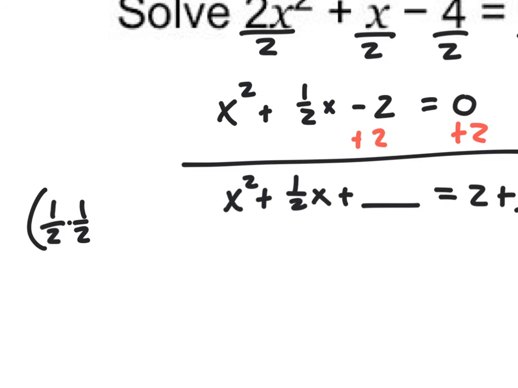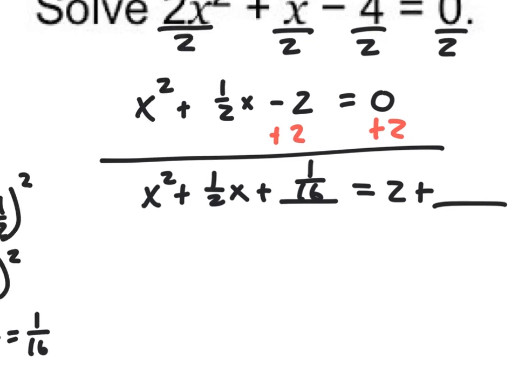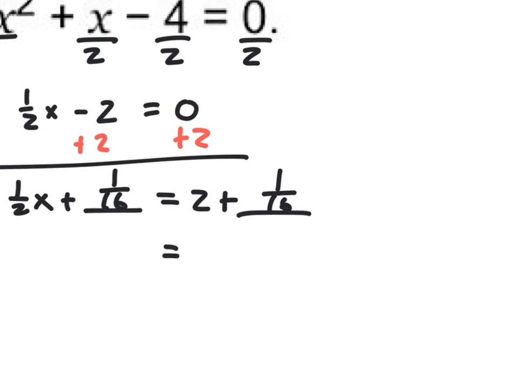I'm going to get that, and then I'm going to square it. So this becomes 1/4 quantity squared, and 1/4 squared is 1 squared over 4 squared, which is going to give me 1 over 16. So 1 over 16 is going to go here, and then it's also going to go here. So now, let's do some math over here on the right side: 2 plus 1/16.